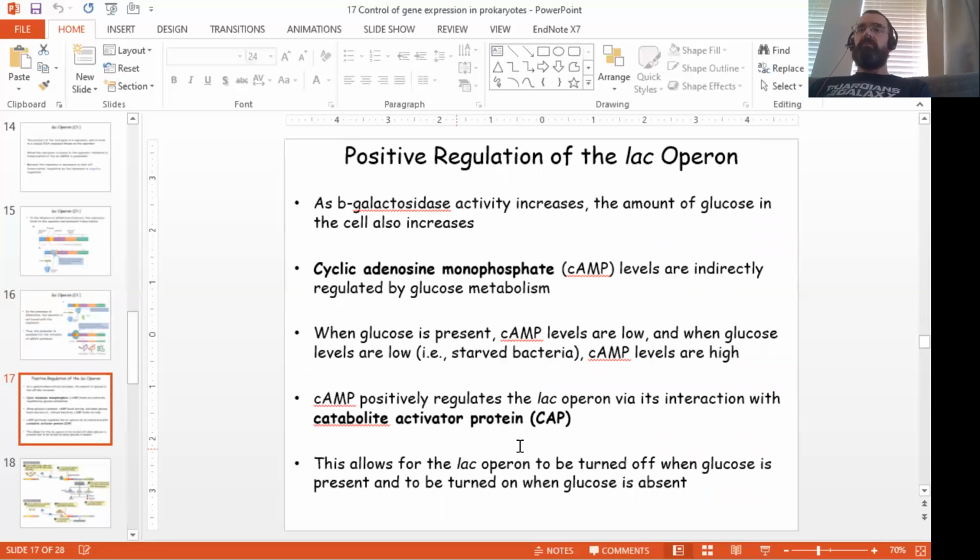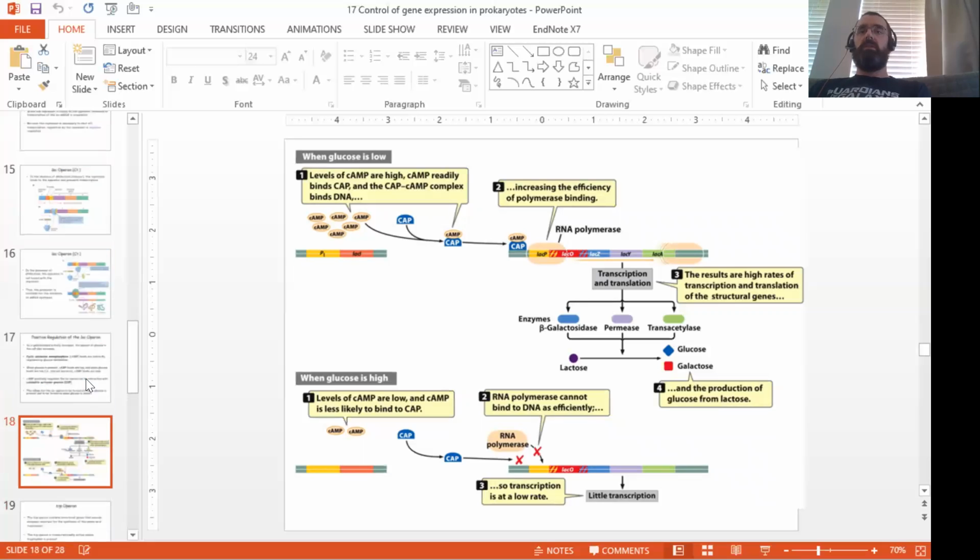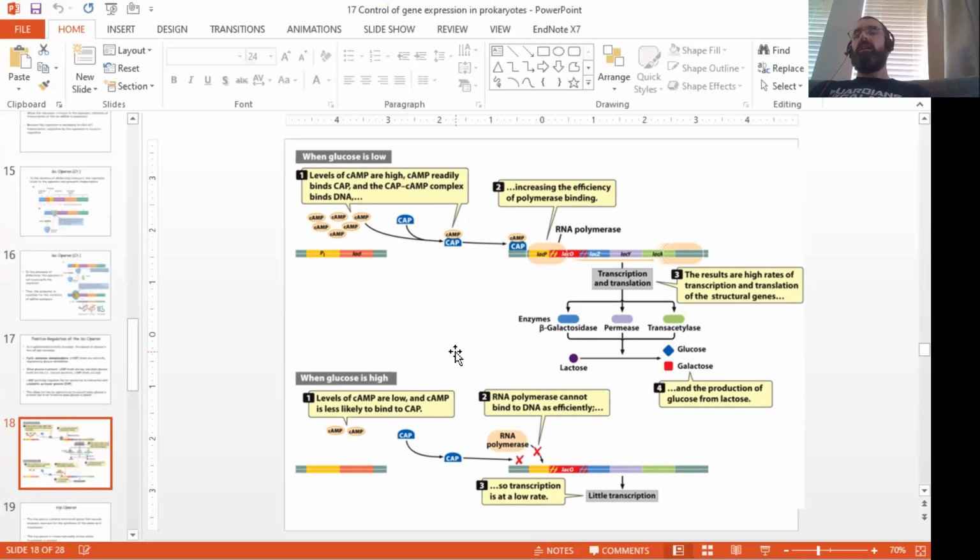Essentially this works via another protein called catabolite activator protein, or CAP. And what happens is, and we've got a really nice look at it here, CAP is this separate protein produced from, does that say that? Oh, that's LAC-I, right? From another gene elsewhere. Don't know what that gene is called.